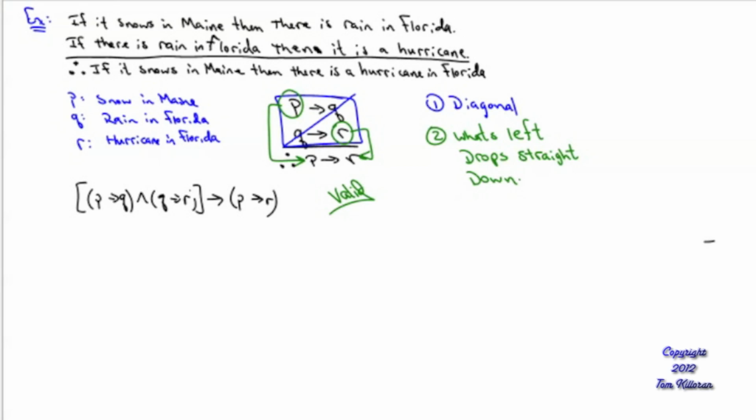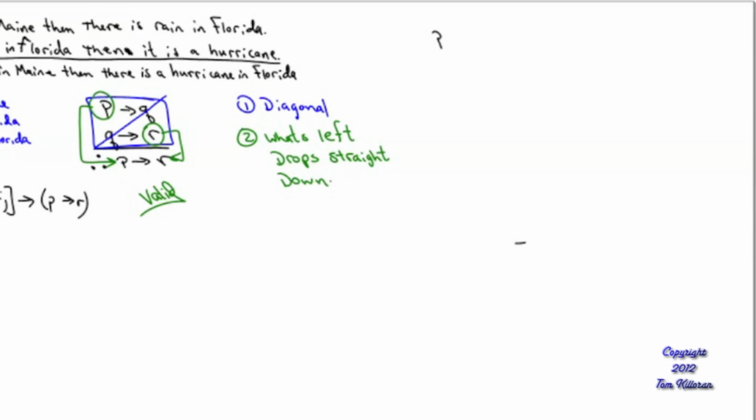If you put an and or an or in there, all bets are off. Now let me give you possibilities. If you have P arrow Q, R arrow Q, therefore P arrow R, this is invalid because there's no diagonal. The Q's are right above one another. That's not a diagonal. So if the sentence was snow in Maine, then there is rain in Florida, hurricane in Florida, then there is rain in Florida, this would become invalid automatically.